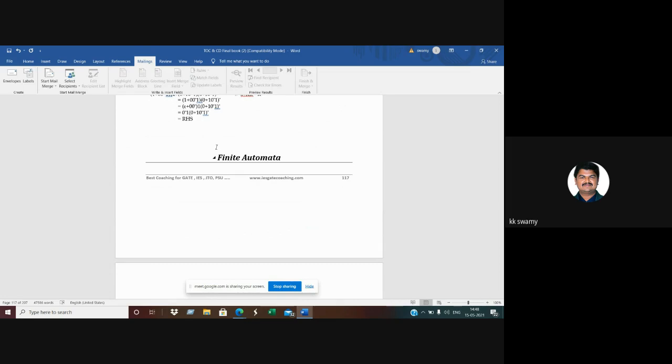Next, we have one more point: proper prefixes and proper suffixes. Proper prefixes means the same as the prefix set, but except the given string. That is called the proper prefix.